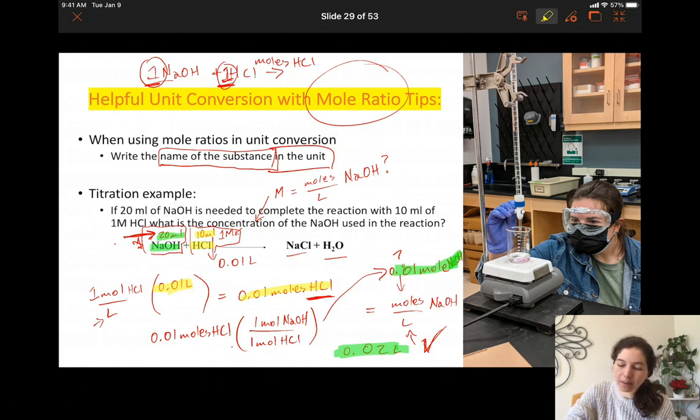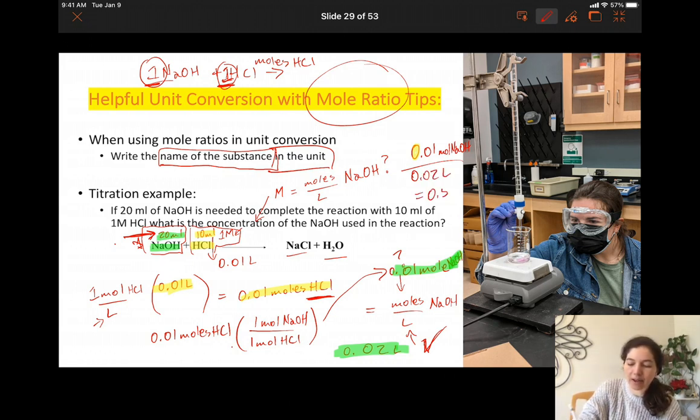So in order to find the molarity here, you would just take 0.01 moles of NaOH and divide that by 0.02 liters of NaOH to give you a molarity of 0.5 molar NaOH. That's how you would solve this problem.